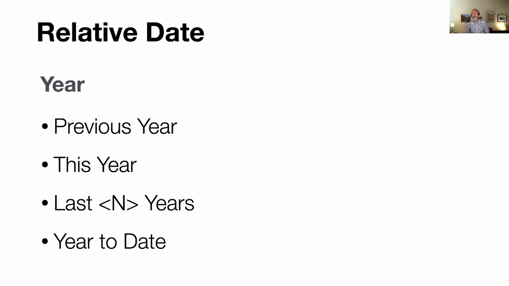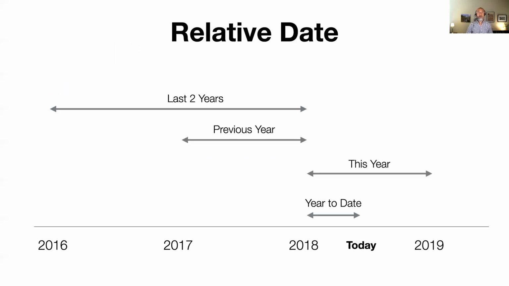Now, opposite to the absolute is called relative date. With relative date, try to think about the context of, for example, today, right? So today, you might want to say, hey, give me the previous year data, or this year data, or last 3 years data, or year to date data, and so on. It really depends on when today actually is. So if I create the last 2 years of data today, then starting from today it goes all the way back to the last 2 years, right?